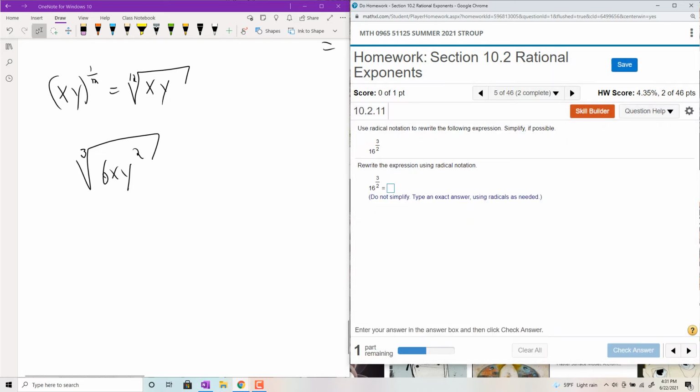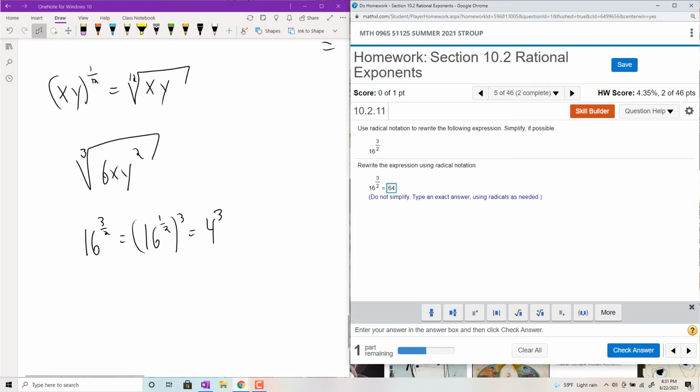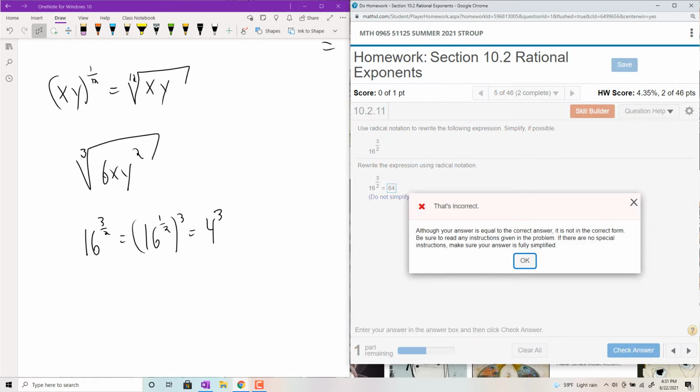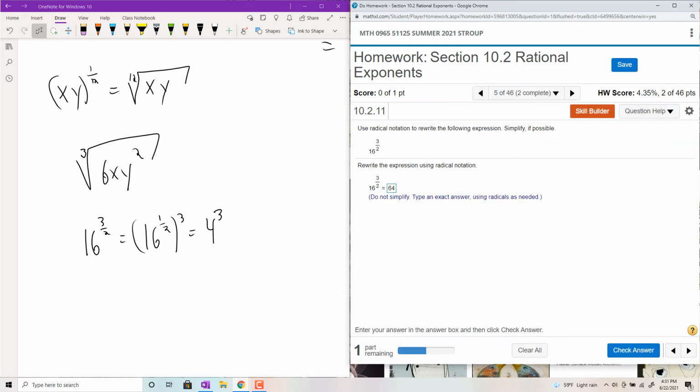16 to the 3 halves is 16 to the 1 half cubed. So it'll be 4 cubed, which of course is 64. Four times 4 is 16. I don't know what I did wrong. What did I do wrong? 16 to the 1 half is 4. Am I going insane? What's wrong with me?